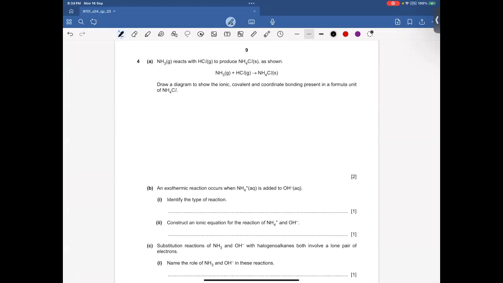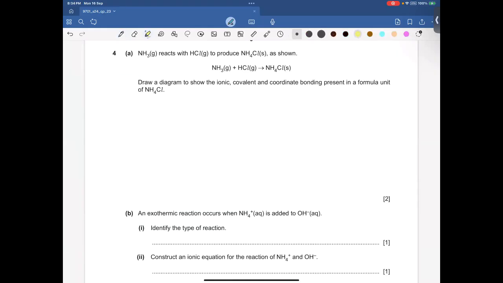That's an easy part. Next question, question number 4. Ammonia reacts with HCl to produce ammonium chloride as shown. Draw a diagram to show the ionic, covalent, and coordinate bonding present in a formula unit of ammonium chloride. So we need to make the displayed structure for this. This is the covalent bonding.